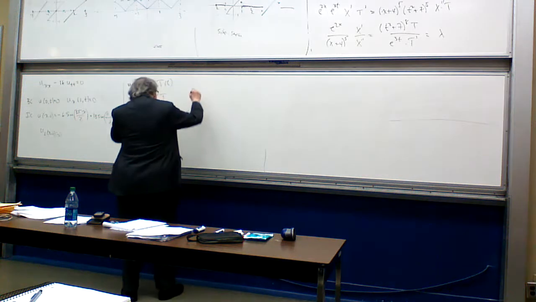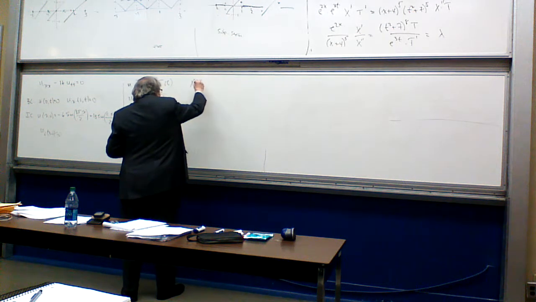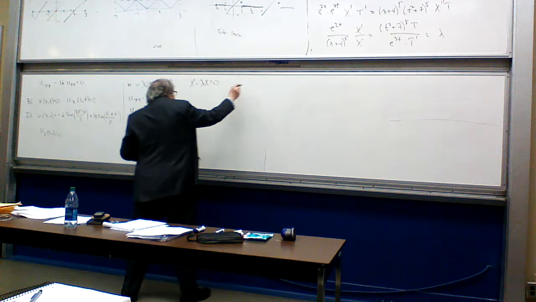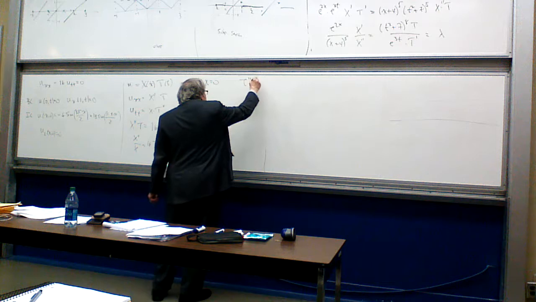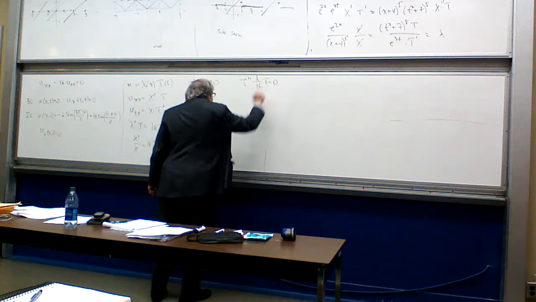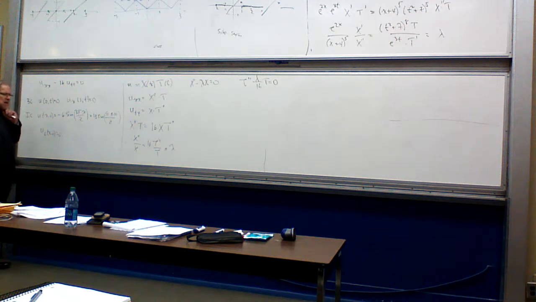So I have X double prime minus lambda X equals 0, and T double prime minus lambda over 16 T equals 0. Pushing the 16 over with the T as a constant, and the other constant, which is the lambda.